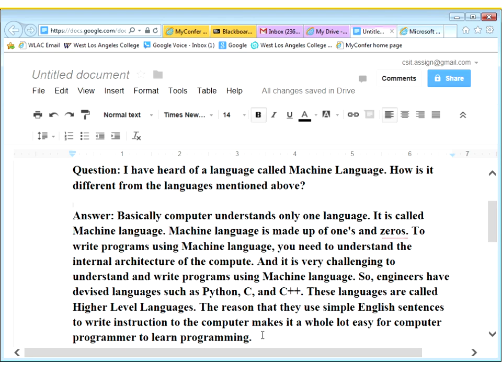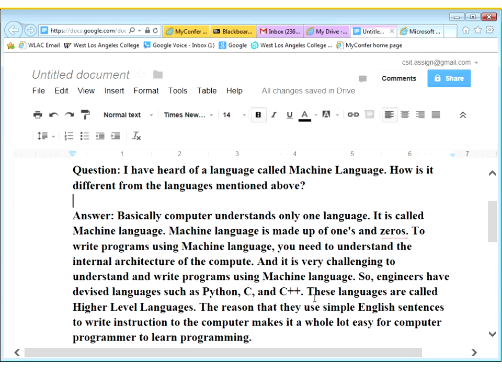And for us, it would be very difficult as humans to read machine language or even to write it. Okay, so to write programs using machine language, you need to understand the internal architecture of the computer. And it is very challenging to understand and write programs using machine language. There are some programmers that can do this, but it's very, very difficult. And so usually the computer is actually pretty good at matching things up. When you write code in a higher level language, such as Python or C or C++, a computer program called a compiler basically converts it to machine language so that the computer can actually understand it and run it. So in a way, you don't have to learn machine language, but there are tools that allow you to convert it to machine language.